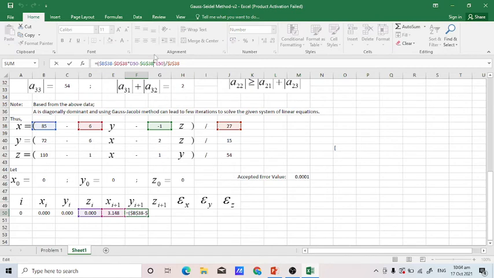O, na-reset. May napindot ako. So, ulitin natin. So, ano to? B40. Ayan. Tapos ito, D40. Okay, D40. Then, 40. Ayan. Then, dito, 50. D50 ba? Hindi. E50. Kasi, yung latest x value. Kasi, 6 times x. Latest x value. 3.148. E50. 3.148.